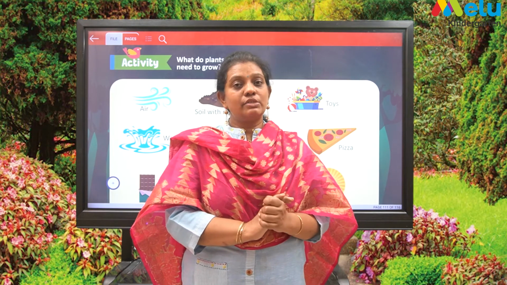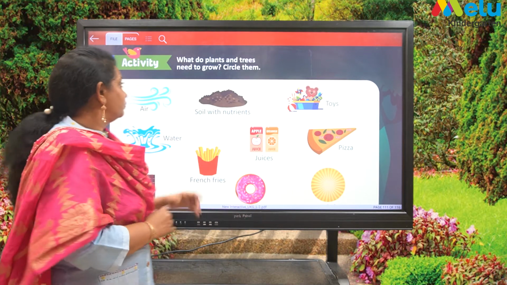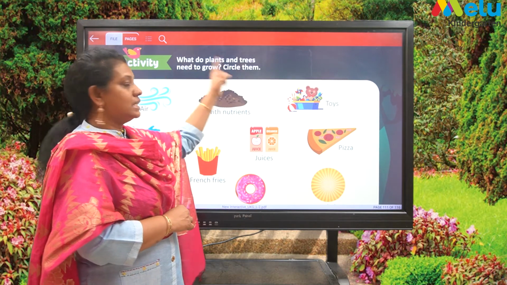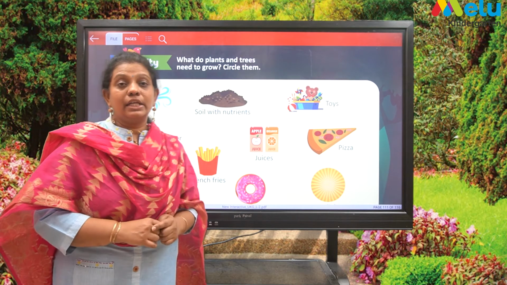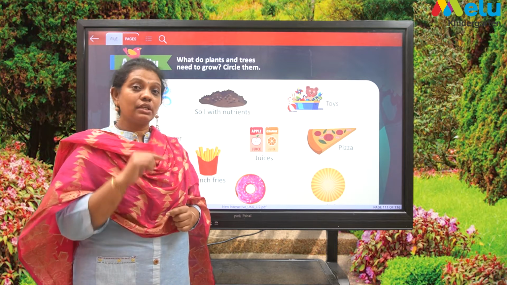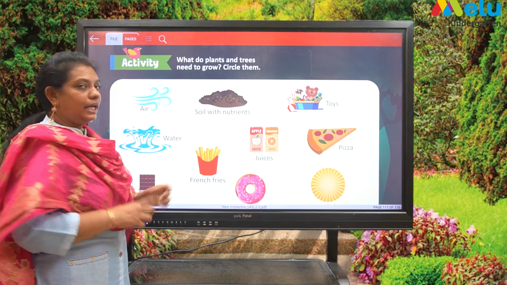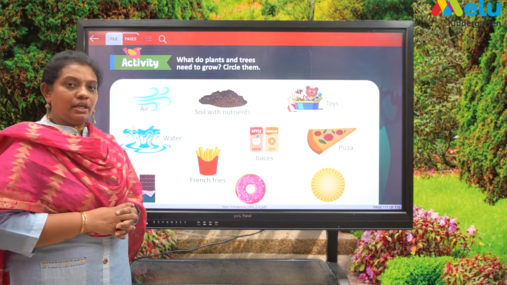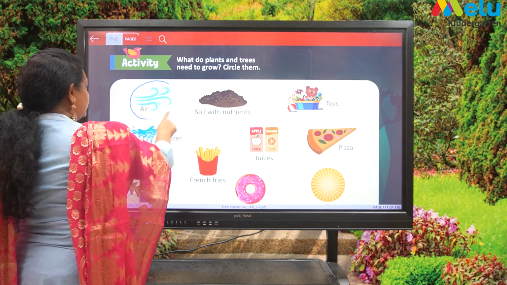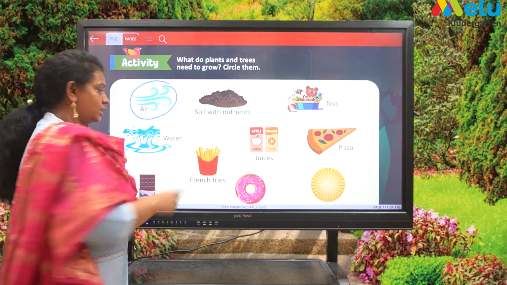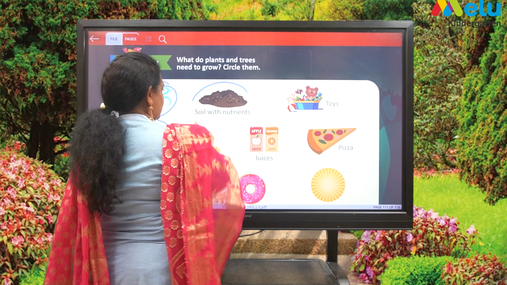Okay, now here is one activity. I'll read and explain to you. What do plants and trees need to grow? Okay, so what all things are needed to grow the plants? We should circle them. First one is air. Air. Yes, air is needed for them. So we'll circle it. And then water. Yes. Soil and nutrients. Yes.